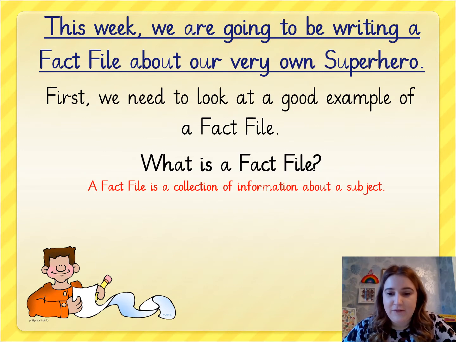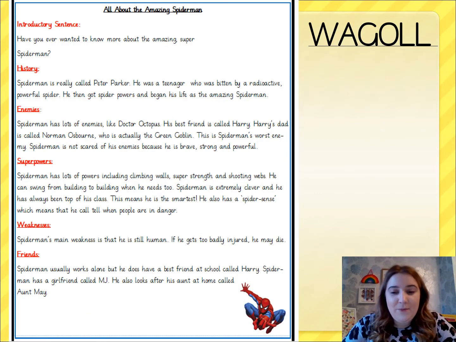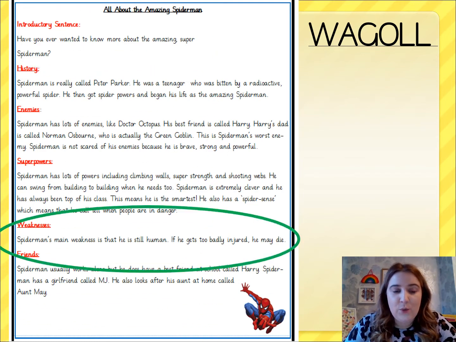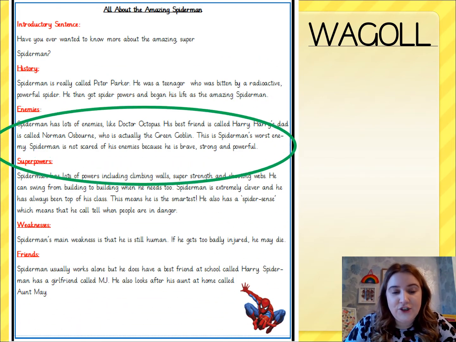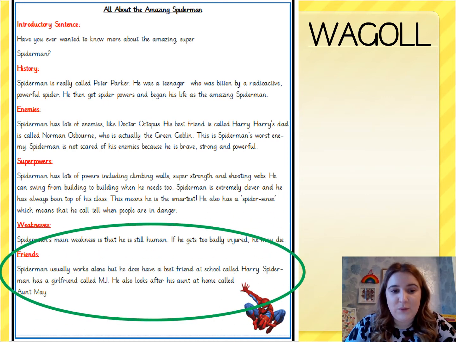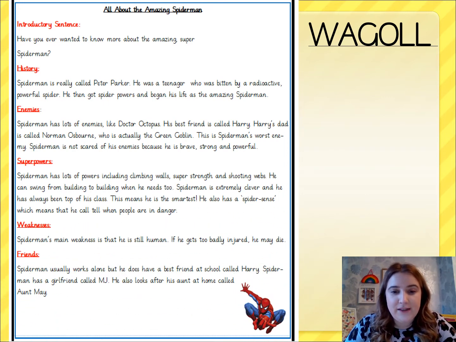Okay, so I'm just going to quickly recap what we are learning. This week we're writing our own fact file about our own superhero, and we now know that a fact file is a collection of information all about a subject. On Monday, this was the one that we looked at. We looked at a good example of a fact file, and this was the one all about Spider-Man. And we briefly recapped on it yesterday, and I just want to mention it again today. So we know that each section of the fact file is called a subheading, and then underneath it we're provided with a bit more information about that subject.